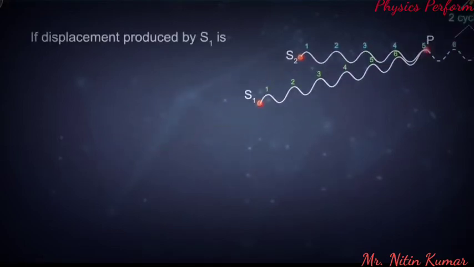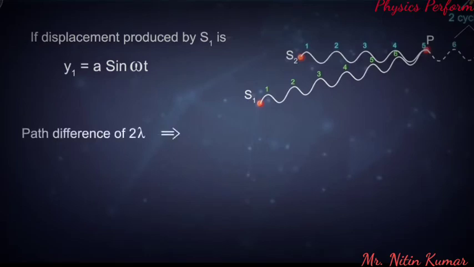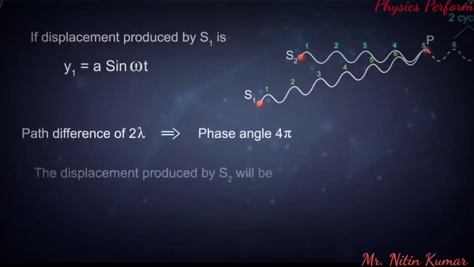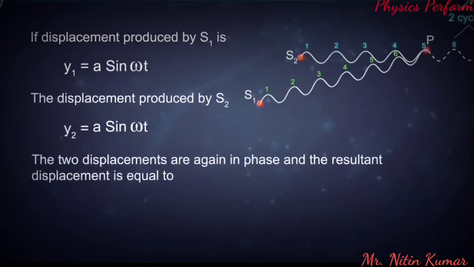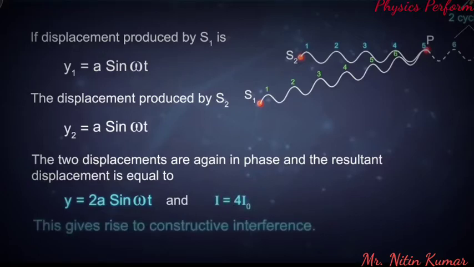If the displacement produced by S1 is given by y1 is equal to a sin omega t, since the path difference of 2 lambda corresponds to a phase difference of 4 pi, the displacement produced by S2 will be given by y2 is equal to a sin omega t plus 4 pi, which is equal to a sin omega t. The two displacements are again in phase and the resultant displacement is y is equal to 2a sin omega t and intensity I is equal to 4I0. This gives rise to constructive interference.